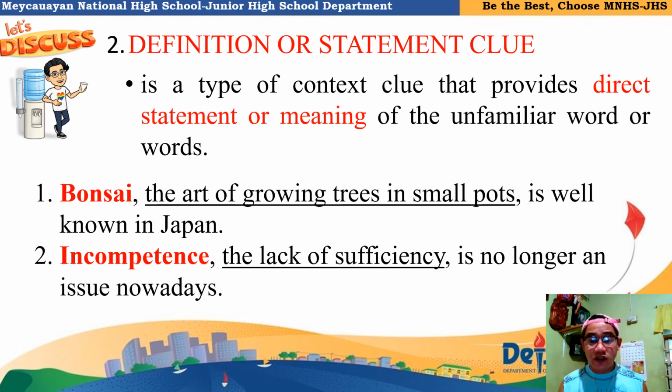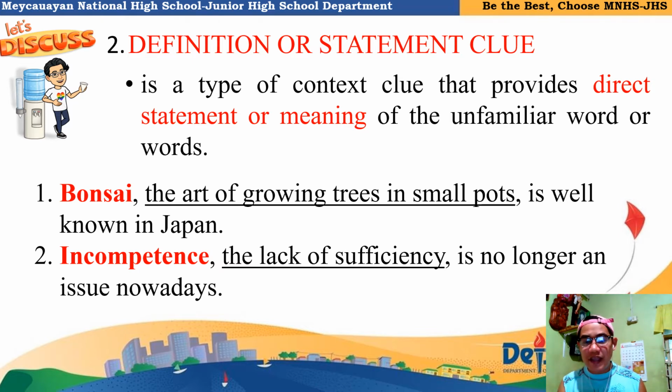The second type of context clue is definition or statement clue. Now, this is a type of context clue that provides a direct statement or meaning of the unfamiliar word or words. The focus of our analysis here is more on the group of words that comes after our unfamiliar word, only this time instead of a word, it is separated by a comma. So let's consider the following sentences. Number 1, bonsai, the art of growing trees in small pots, is well known in Japan.